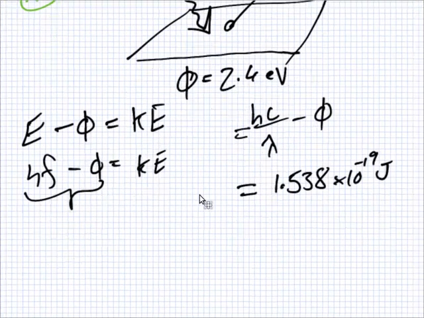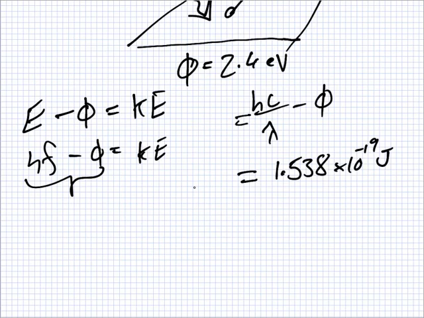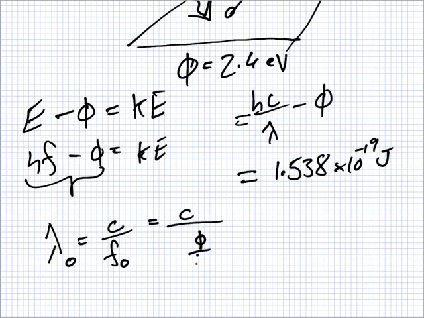And then the next part, is that right actually? That is correct. And then the next part is, what is the wavelength at the threshold? So the wavelength at the threshold is C over the threshold frequency. And the threshold frequency is work function over H. So it's HC over work function.